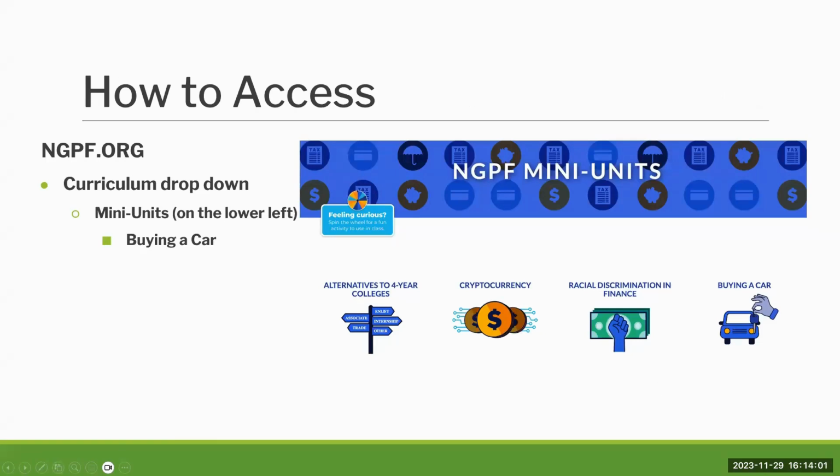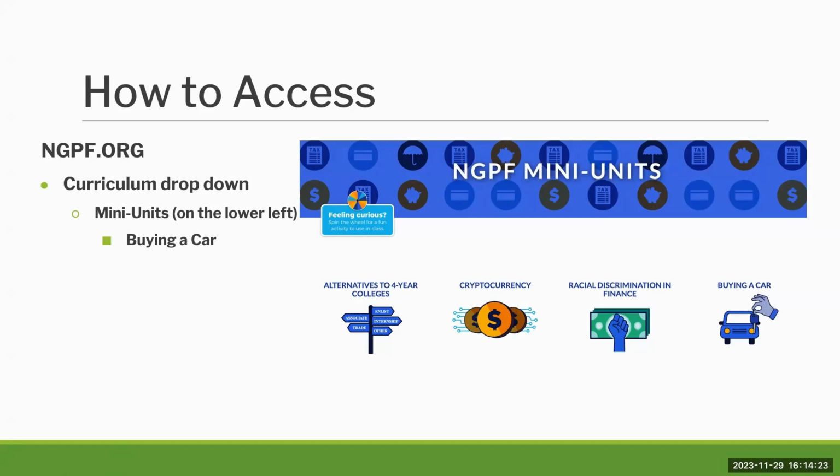So how do we access where we're going? We're looking at their mini unit on buying a car. They have a variety of them. I just cut off the top part of it, but you can see they even have one on racial discrimination within finance, which is fascinating. You have to be careful how you present it, but that's a whole other training class that we ought to do, but it's a helpful one.